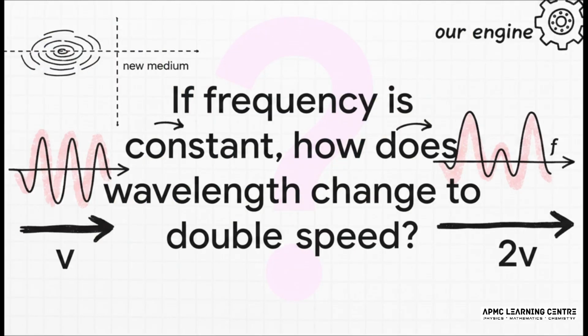So I'll leave you with a little puzzle to chew on, a final test of our blueprint. Let's say a wave's frequency doesn't change, it stays constant. Now, using our engine, V equals F lambda, what would have to happen to its wavelength if you wanted to double its speed? Have a think about that one.